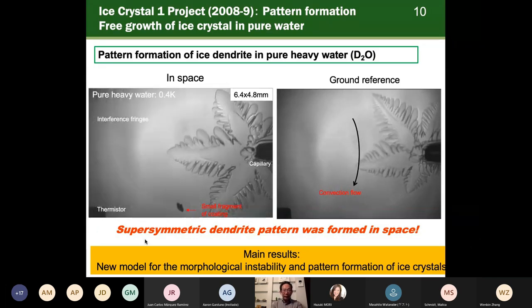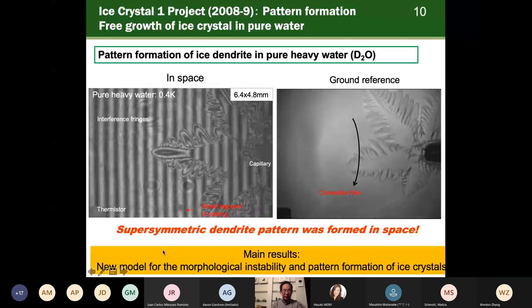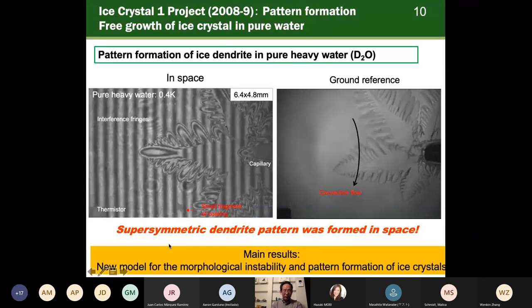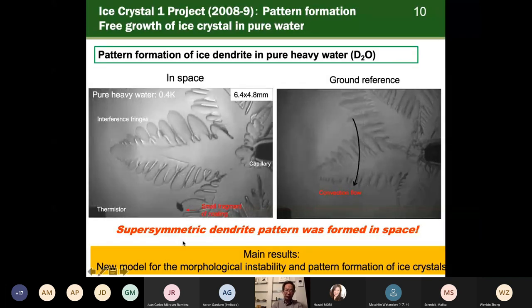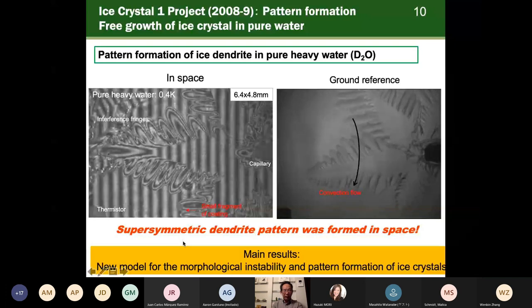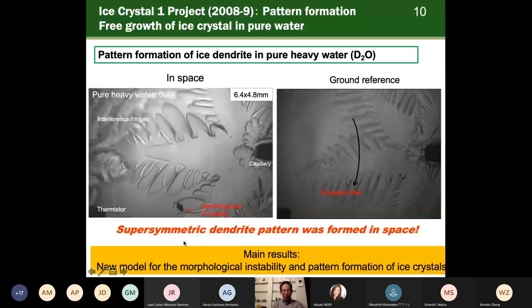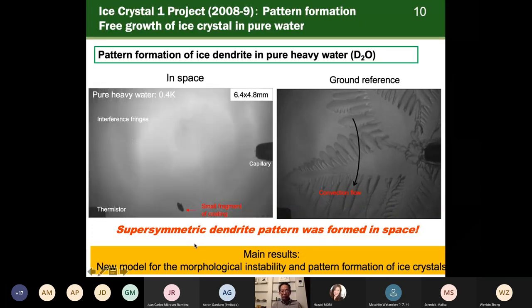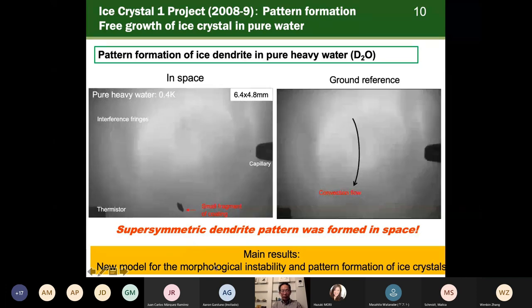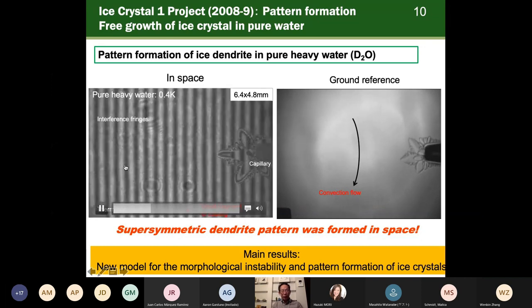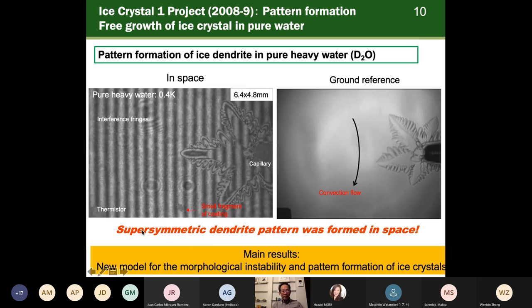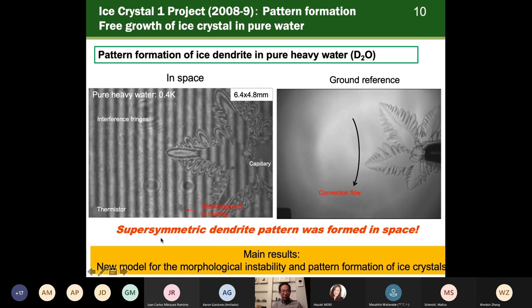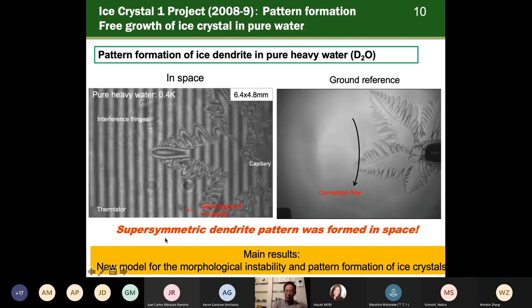We could obtain much data like this. Using these data, we tried to analyze the growth rates and the pattern formation mechanisms. Finally, we discussed a new model for the pattern formation, the morphological instability and pattern formation of ice crystals growing in space. This nice symmetry helps the development of new models very well. So this is the first experiment.